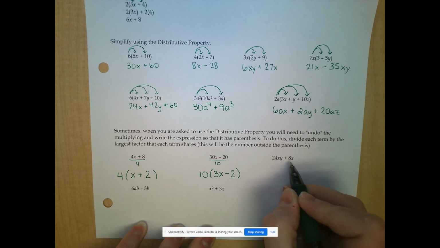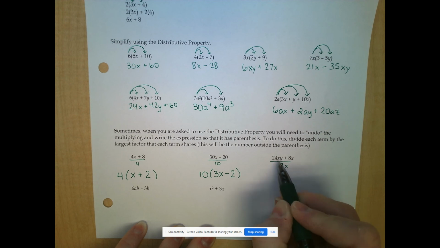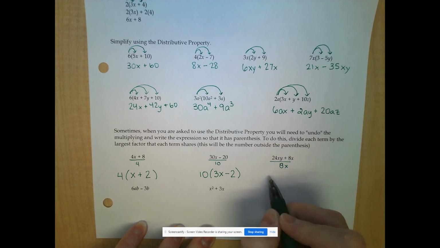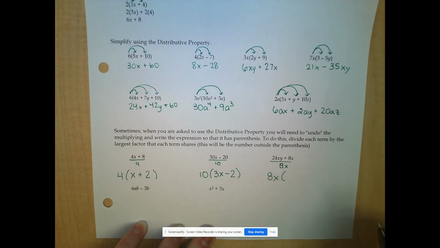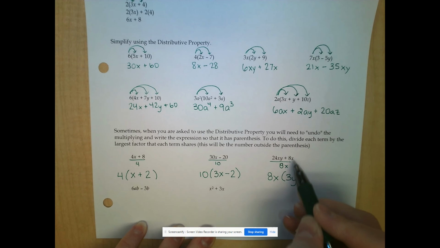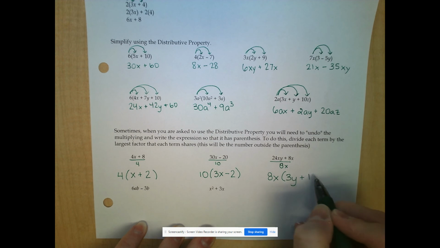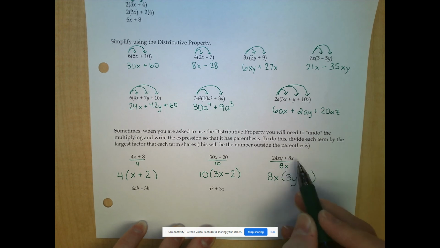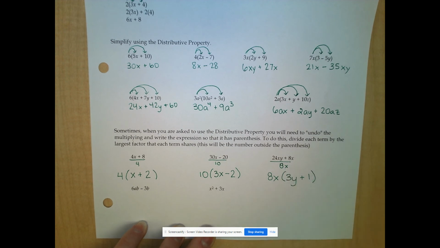Here, I now have a variable in common. So not only can I divide by the 8, I can also divide by the x because both terms have an x. So 8x would go on the outside of the parentheses. 24 divided by 8 is 3. X divided by x came on the outside, and then I still have a y left over. Plus 8x divided by 8x, it goes in one time, or 8 divided by 8 is 1, x divided by x is 1. I have 1 left. Now, how do I check that? 8x times 3y is 24 with the xy. 8x times 1 is just 8x.